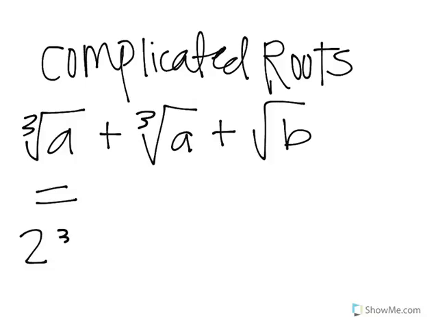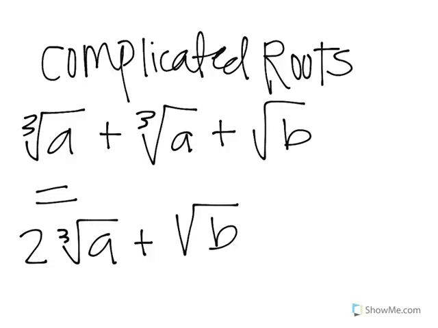So when you combine the 2 cubic roots of a, you can't combine the cube root b, not a cube root b, sorry, a square root b, because it's not a cube root. Can't combine it, they're not the same. Okay. Let's have an example. Examples are good.